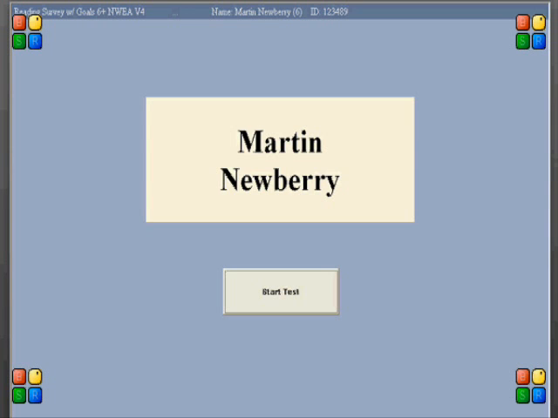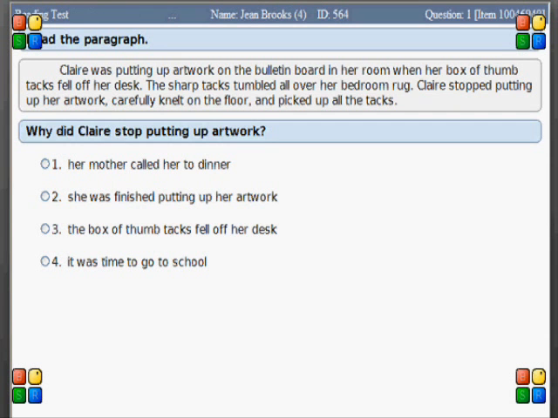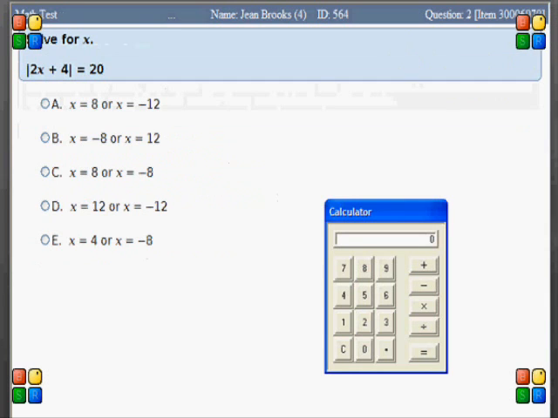But the screen kind of looks like this. You have somebody's name, click a button on Start Test, and it would start. Questions are your basic multiple choice format. You have this kind of information on the top: reading test, name, and question number 1, and then they have item number and so on. Reading comprehension. Math is similar.